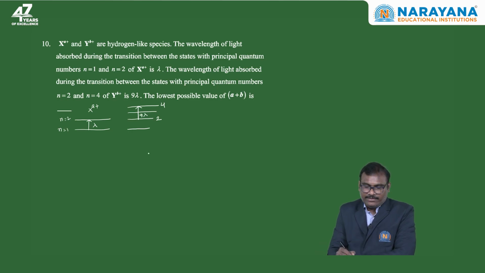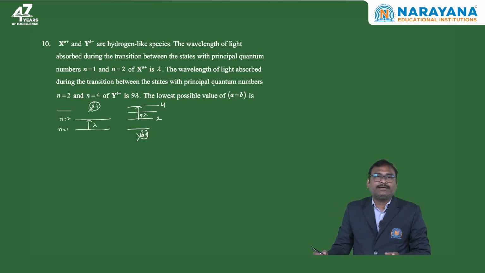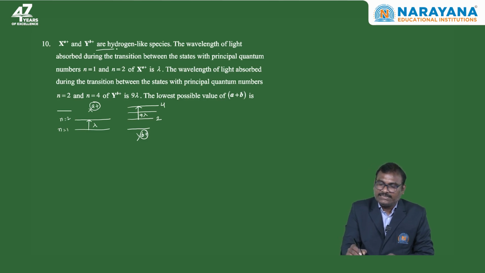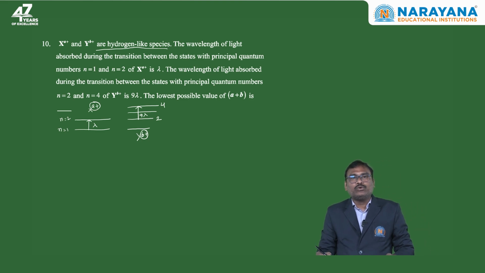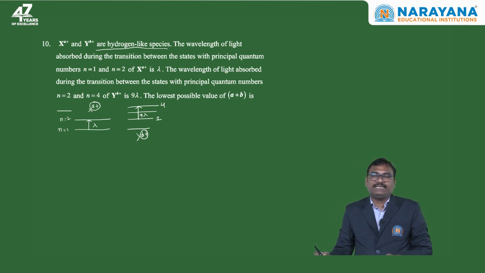For the ion Y^(b+), say yes or no? The lowest possible values of a plus b, this is the only clue they have given. One more important clue is here: hydrogen-like species. That means they are single electron species.